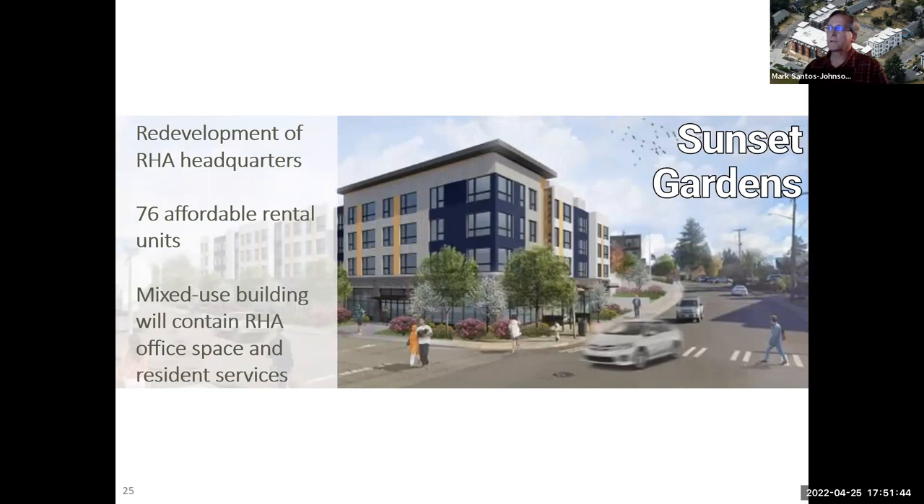RHA recently relocated their offices for the duration of the construction, but the new building will have both new RHA office space and service areas on the first floor, with three floors of residential housing above. The project will be RHA's fifth and final replacement housing project for the former Sunset Terrace Public Housing Project.